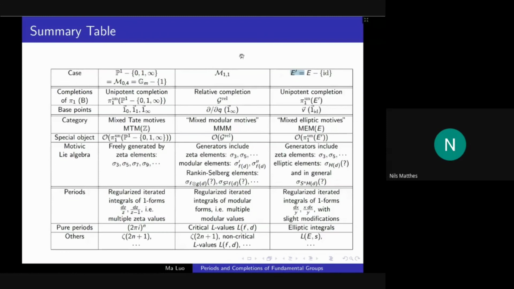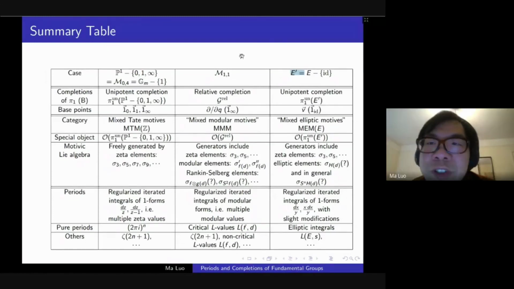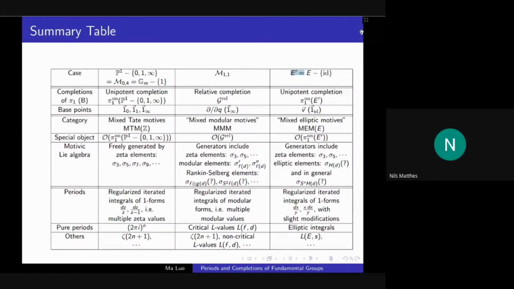So can I say something? Oh, you are here. Okay. Yes, great. I am here. Sorry, I switched off my camera. So does this work now?